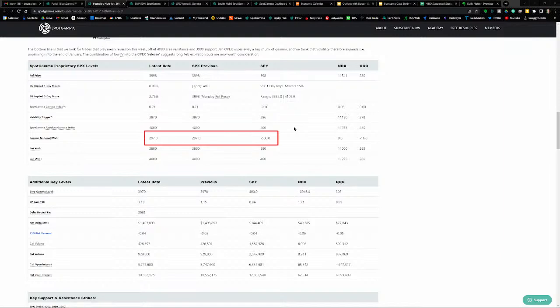And just to give you an idea of the shifts, on Friday morning, SPX gamma notional was positive 210, and now it is positive 297. So a shift a little bit higher. And SPY on Friday was minus 664, and today it's minus 580, so a little bit less negative.